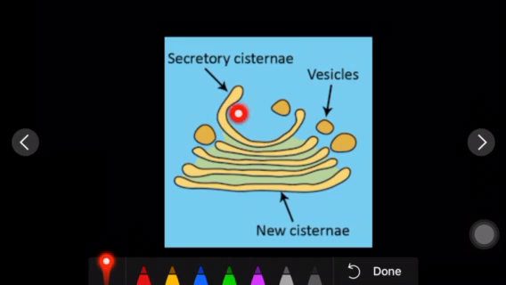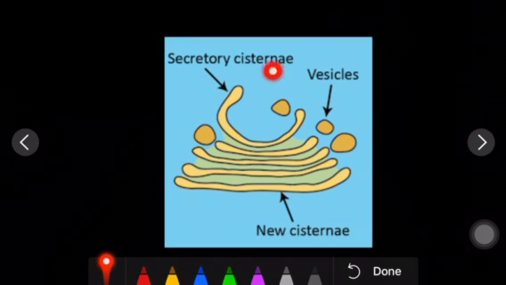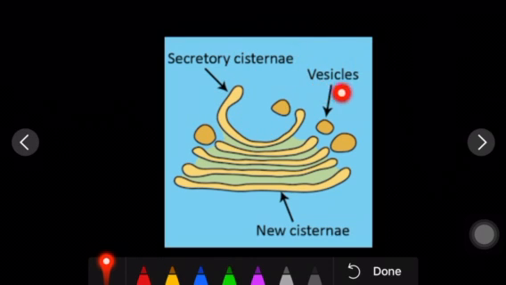And small ball-like structures are there. They help to store the product which gets secreted. So this storage is done by the vesicles. So you have to remember, folded-like structures are membrane and ball-like structures are called vesicles.